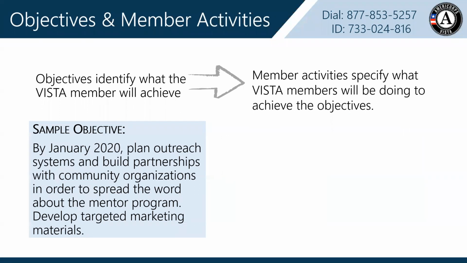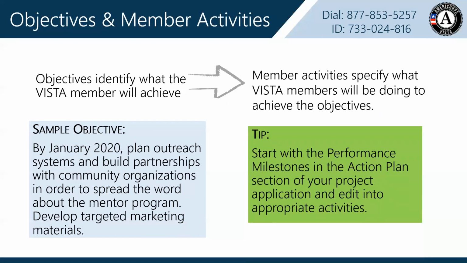I'm going to come back to our slides here where we talk about objective and member activities. We're going to look at the member activities, which is on the right side of the arrow. The activities section of the VAD identifies in greater detail what VISTA members will be doing to achieve their objectives. The member activities and objectives should feed into each other and roll up to meet the designated project goal. So our tip to you is to start with the performance milestones in the action plan section of your project application and edit them into appropriate activities.